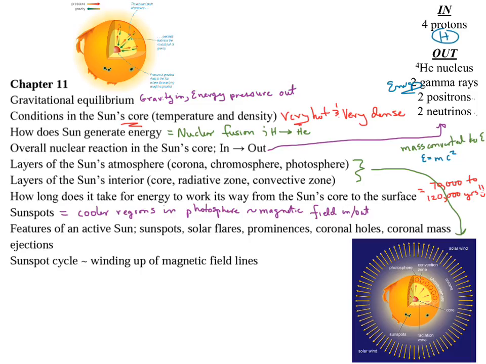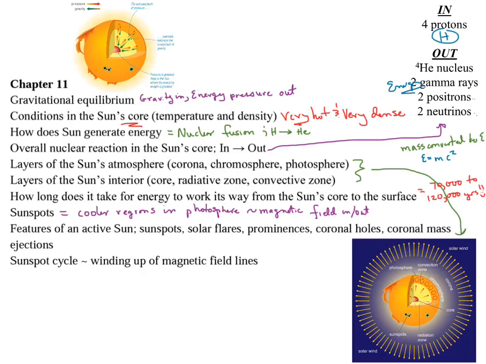It goes through the convective zone, quickly through the photosphere, and then it takes about 8 minutes to reach the Earth. I think that is so cool. Here in purple, I say, what are sunspots? Speaking of cool, sunspots are kind of dark regions on the sun. They are generally cooler regions.